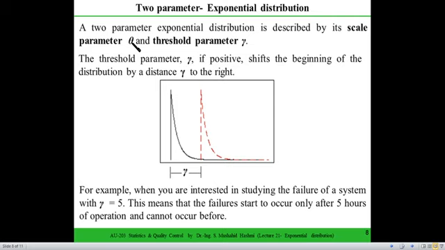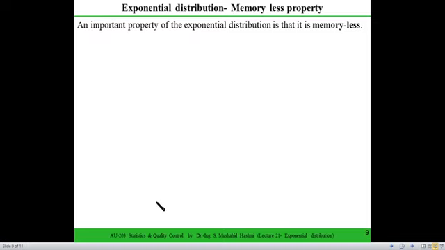For example, when you are interested in studying the failure of a system with threshold parameter 5, it means the failure starts to occur only after 5 hours of operation and cannot occur before. Let's say the function is representing probability of failure. If your gamma is 5, it means there is no failure up to this threshold number 5, say 5 hours of operation, and after 5, as the time progresses, the rate of failure is initially very high and then starts decreasing. So this is the physical significance of the second parameter gamma. Most of the time, once this gamma is 0, then it becomes a single parameter exponential distribution.